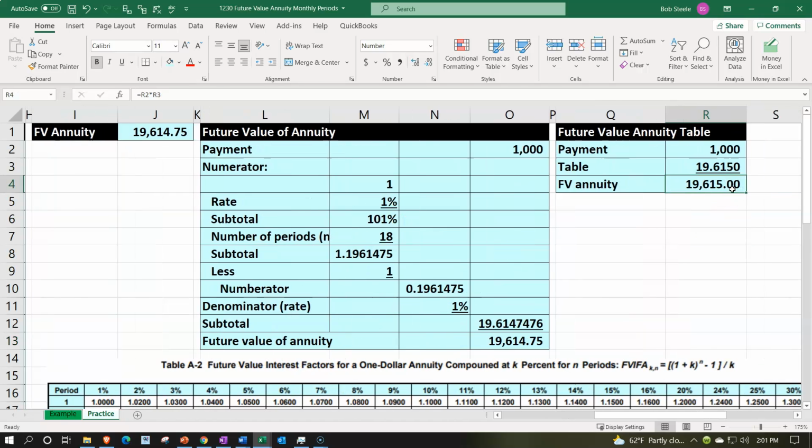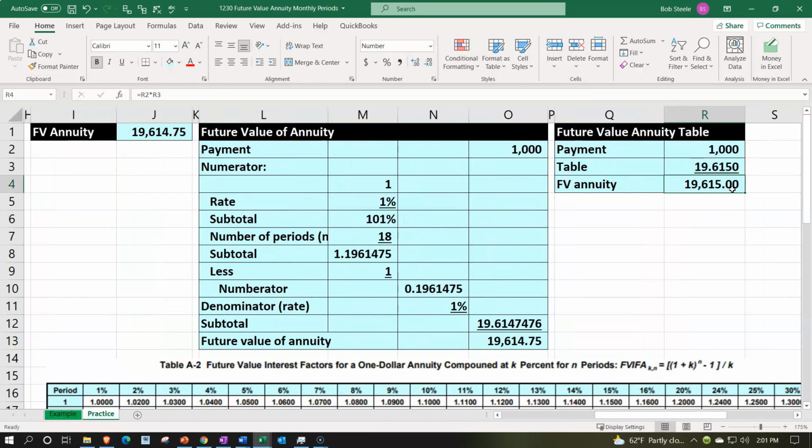And then on the tables, we got to the 19.615, slightly different due to rounding, noting that this amount here from the tables is rounded to 3 to 4 digits, whereas the actual number we can see from the mathematical formula is not rounded to 4 digits, but continues on, resulting in that rounding difference.